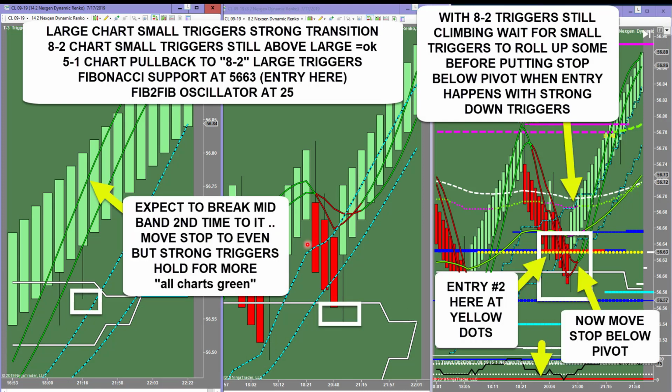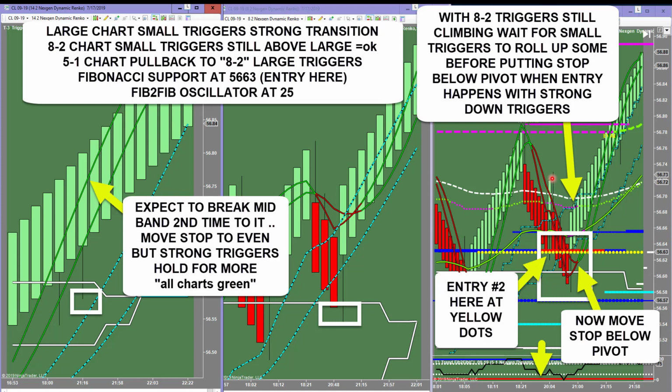Now the next trade. We have a little more of a lesson here on this one. Again, it's the same situation. Large chart, super strong triggers going up, transitioning, cool, everything good. We pull back to mid bands and fibs that are inside of the 8-2 trigger. So we're going long probably at 64, let's say 56, 64. And we put in an up pivot.